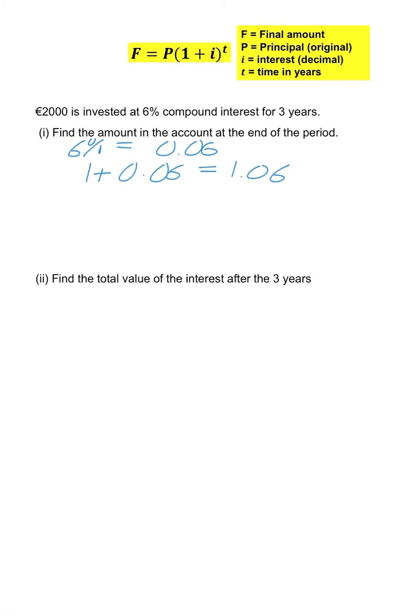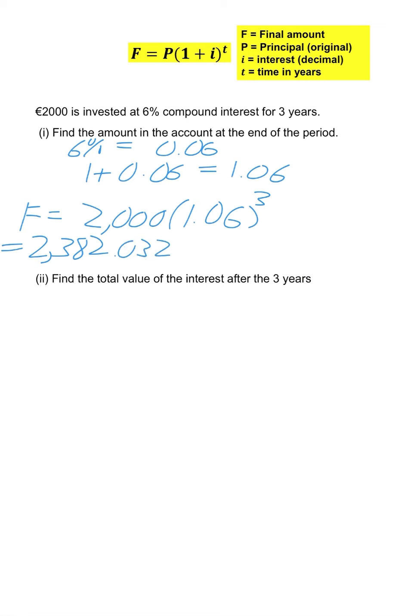So our final amount in this question, so F equals P, the principal, which is the original, so that'll be €2,000. Then 1 plus our interest will be 1.06. The time then in years, so that would be to the power of 3. And we can put this straight into the calculator then. And this is equal to €2,382.032. Now remember, when you're dealing with money, you'll always round to 2 decimal places. So this would be €2,382.03.